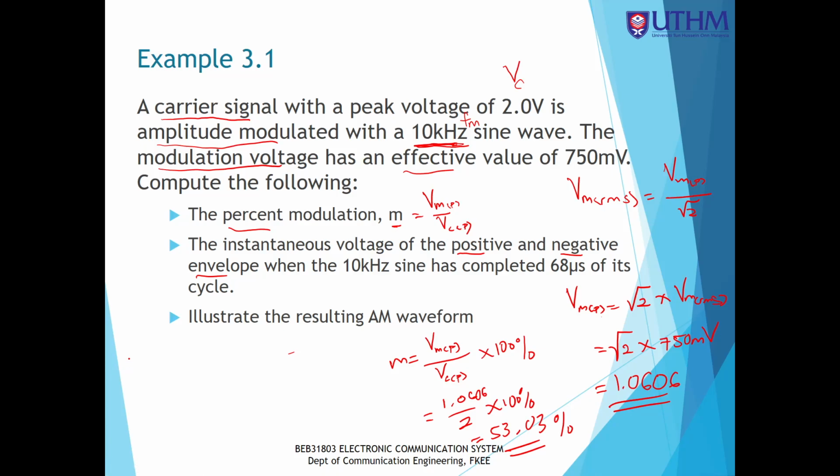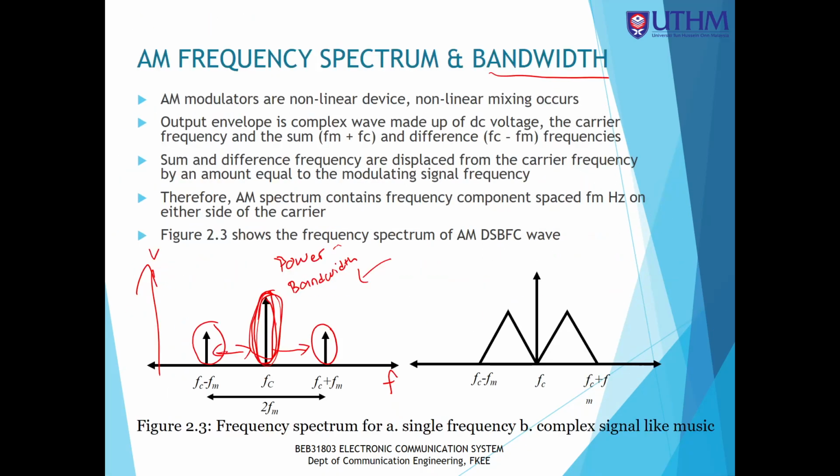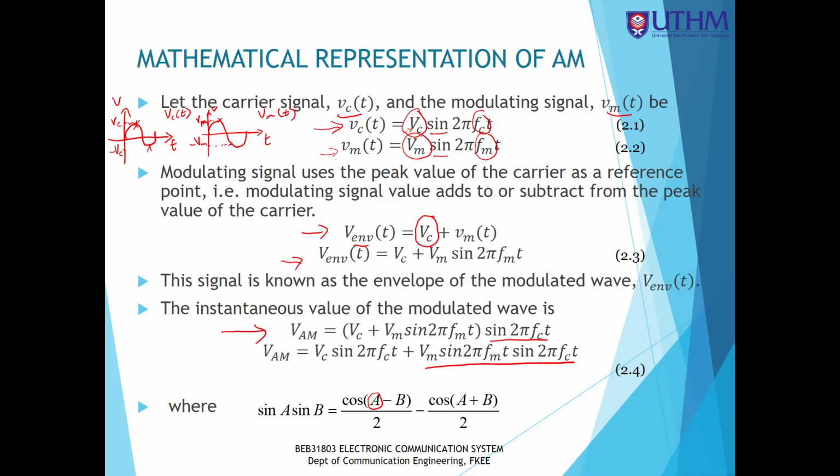Remember V envelope. Again, if you move to the previous slides, this one. It is actually VC plus VM sine, and we can put plus and minus at the front as a signage, because it has a positive and negative value.